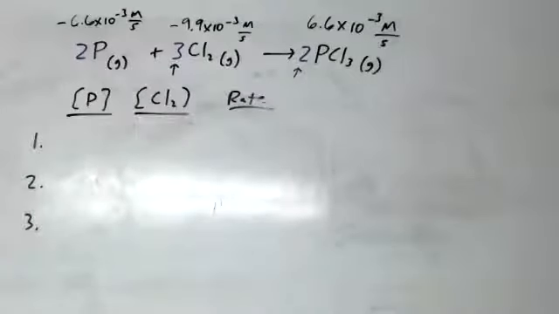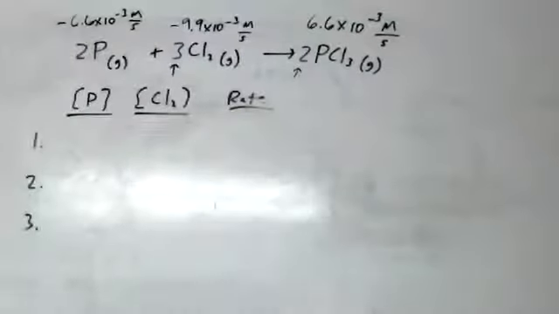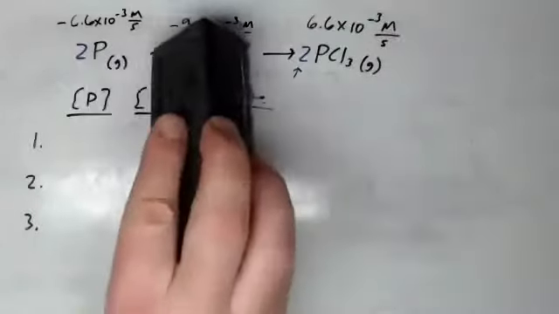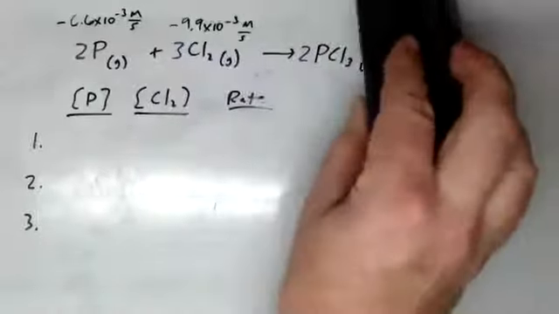So just bear that in mind as you look at these rate tables. Generally, the stated rate is the rate of appearance of product, but using your balanced chemical equation, you can also figure out the rate of disappearance of your reactants. It's all down to the coefficients in that balanced chemical equation. All right, let's get back to the actual rate table here.